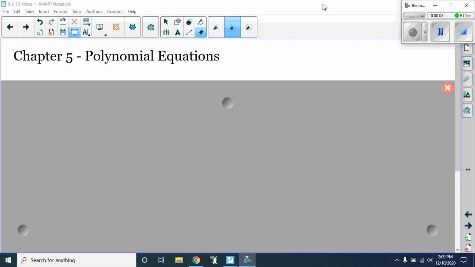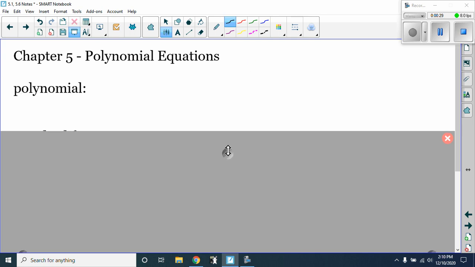We are starting chapter 5 today. Chapter 5 is all about polynomial equations. We are working both in sections 5.1 and 5.6. It's all kind of an introduction to what polynomials are, how to classify them, how to add, subtract, multiply them. 5.6 is on a theorem that deals with polynomials, but really just an introduction to polynomials today. So let's start by defining what a polynomial is.